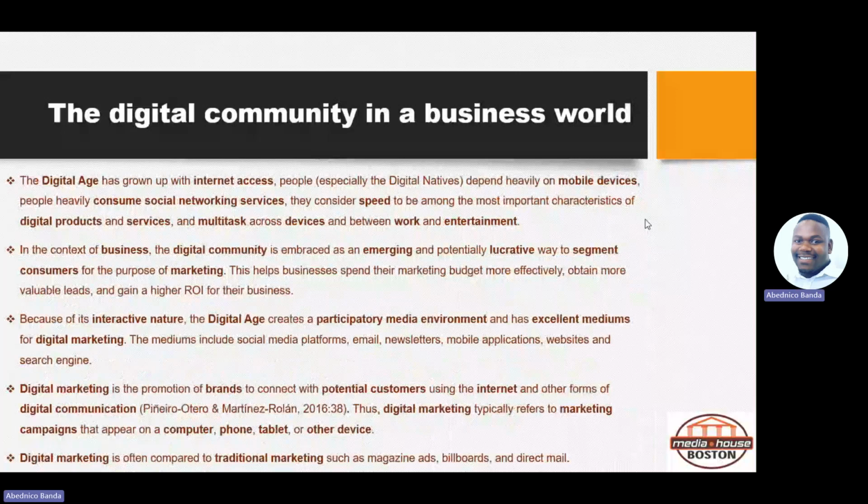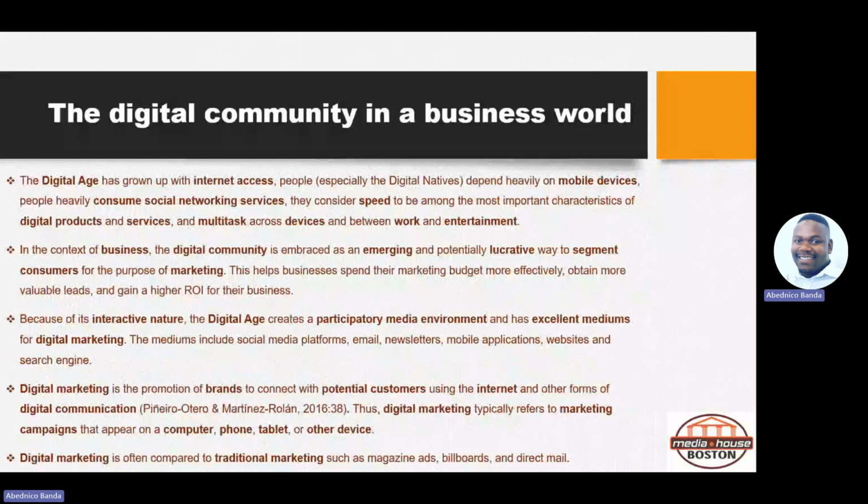And especially as a result of COVID-19, people are now shopping online. There are many activities that are happening online, and people are glued to their phones and participating in the digital community. So in the context of business, the digital community is embraced as an emerging and potentially lucrative way to segment consumers for the purpose of marketing.